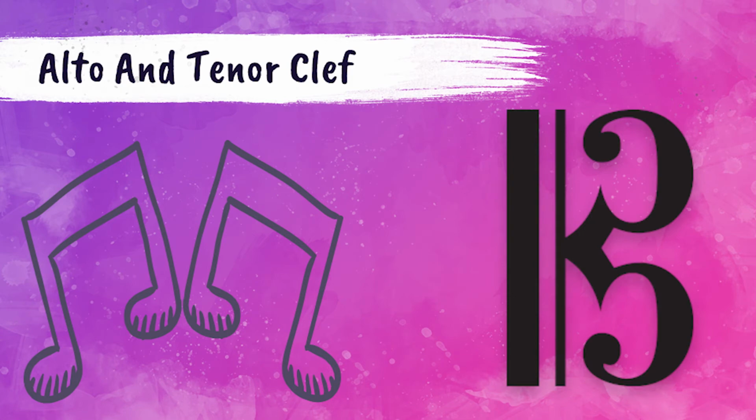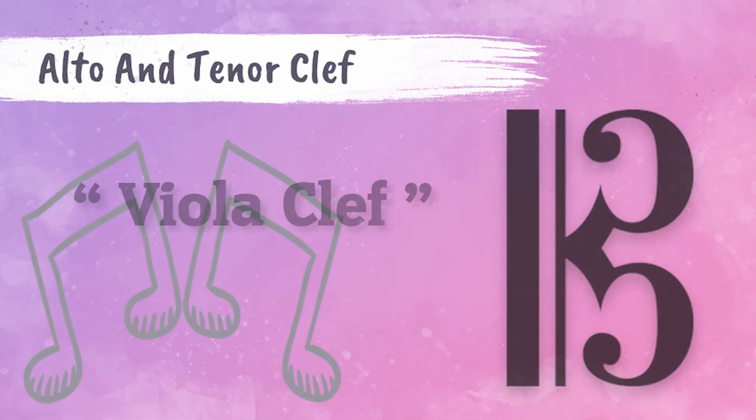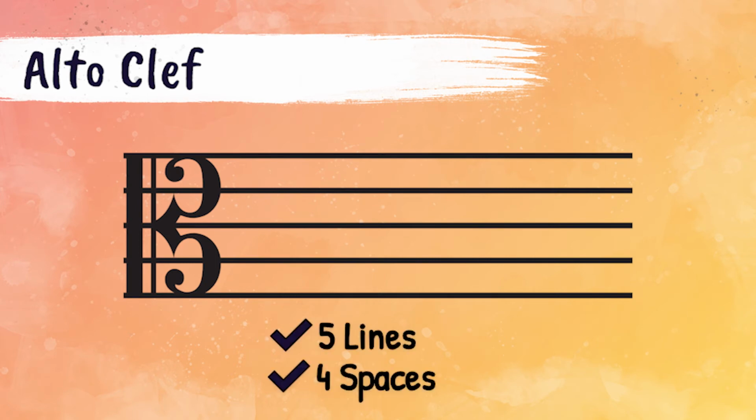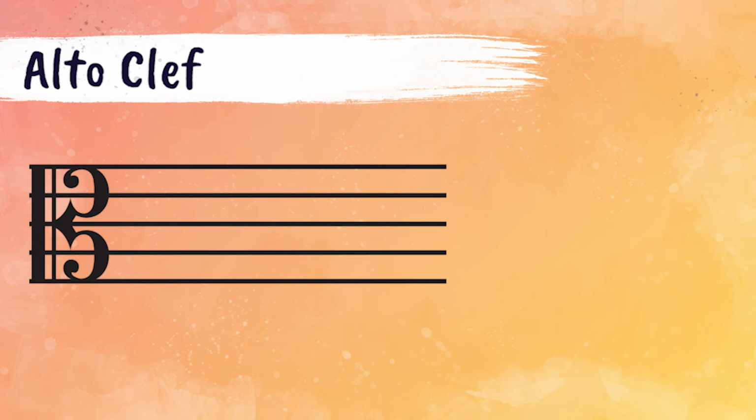The last 2 clefs we will discuss are the alto and the tenor clef. Alto clef is also known as the viola clef. So you can see the alto clef has the same staff like the other clefs, 5 lines and 4 spaces. But what makes this one different? For this clef, our note placement will be different. In this case, our middle line is middle C.